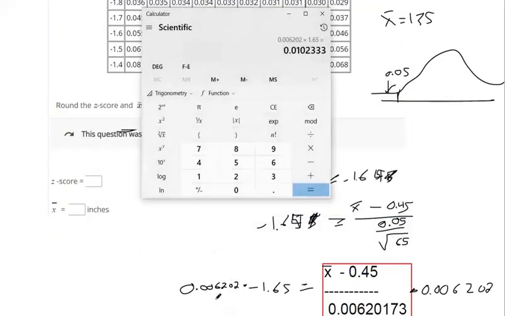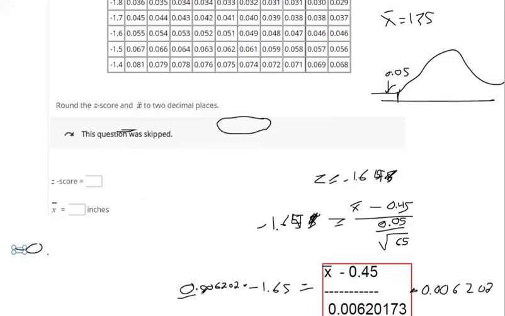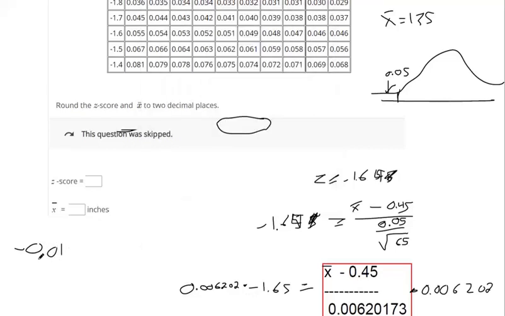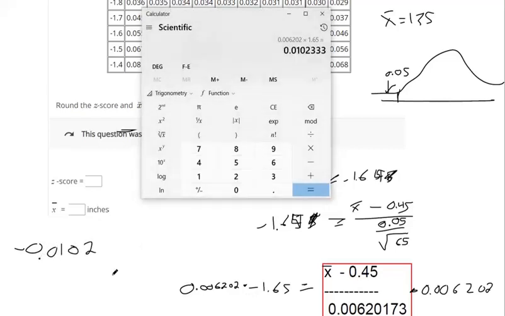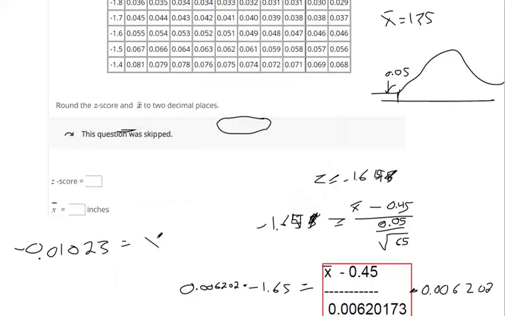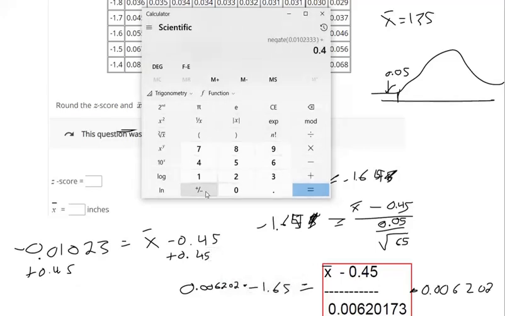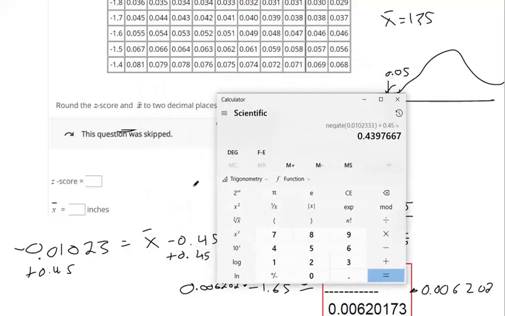Okay, what do we get? Negative, and that's a negative 0 because it's a positive times a negative. So negative 0.0103. You can probably carry out a few more decimals if you want and it won't hurt. And I'm still trying to get x bar by itself, so I got to make this disappear. So the opposite operation algebraically is to add 0.45 to both sides. So that's negative, and I'm adding it by plus 0.45, and they told us to round to the second decimal place. This is 0.44 for our mean.